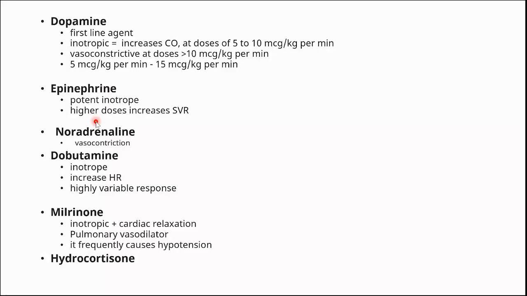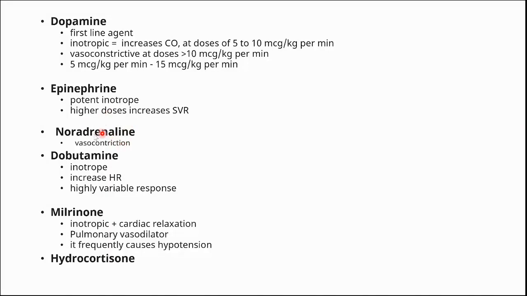So it doesn't improve the cardiac output as such, but it's a pure vasoconstrictor. So in the echocardiogram, if you see good contractility in the heart, but your blood pressure is low, that means the problem is at the peripheral vascular system. So at that instance, you have to use a vasoconstrictor.